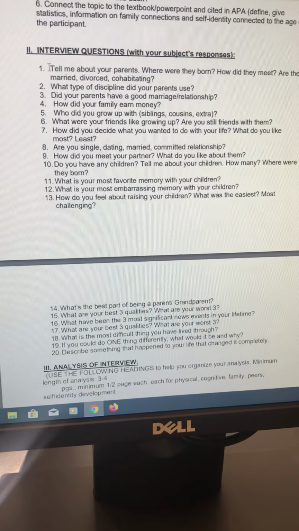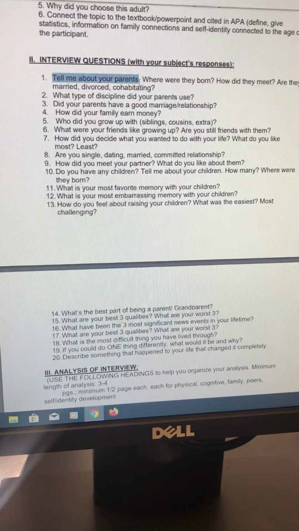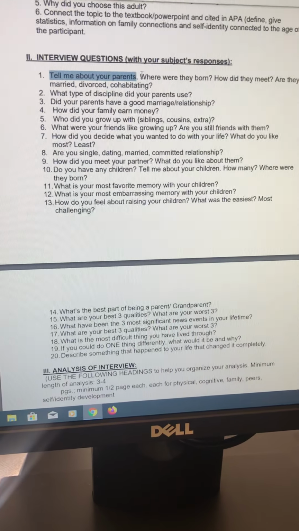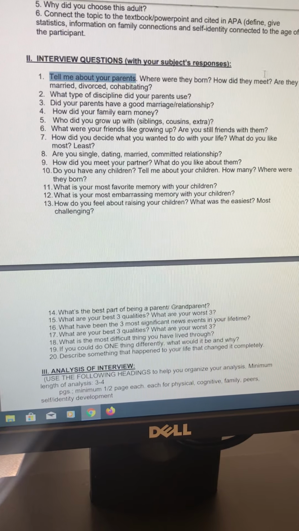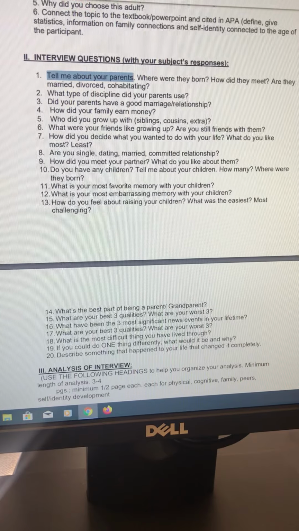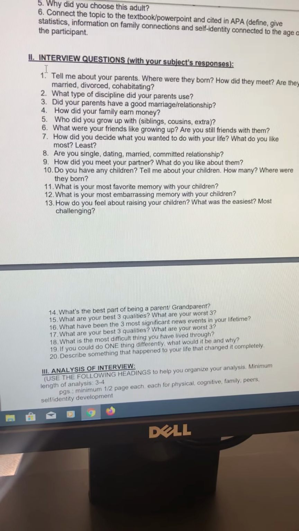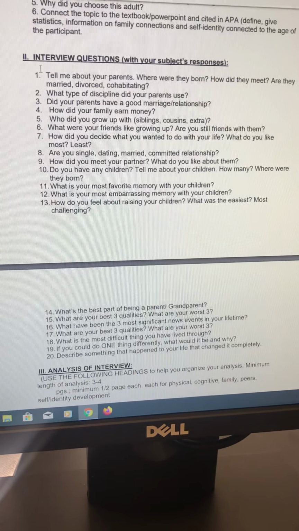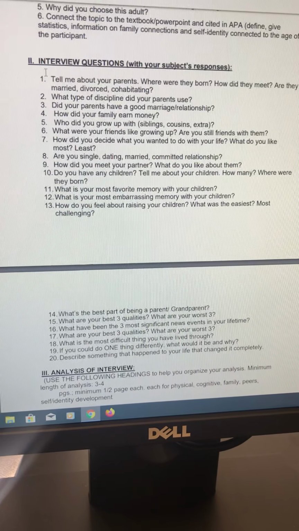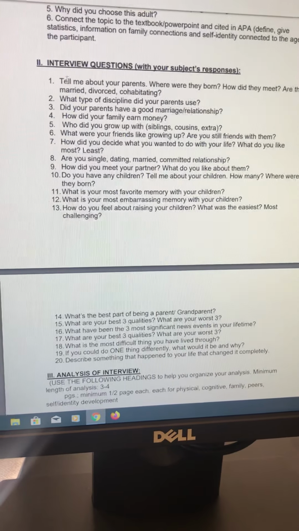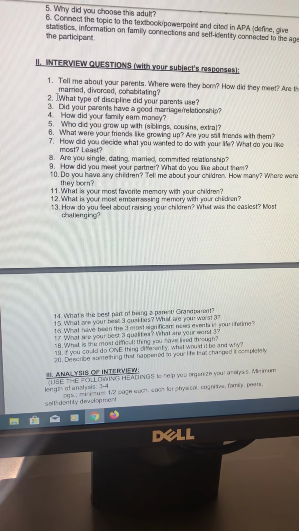Now, about what I don't want. You're going to say something like, tell me about your parents? Susie said her parents are still married and they were high school sweethearts. That's not what I want. What you can say is, Susie stated that her parents are still married, they were high school sweethearts, and they still have a very loving relationship.